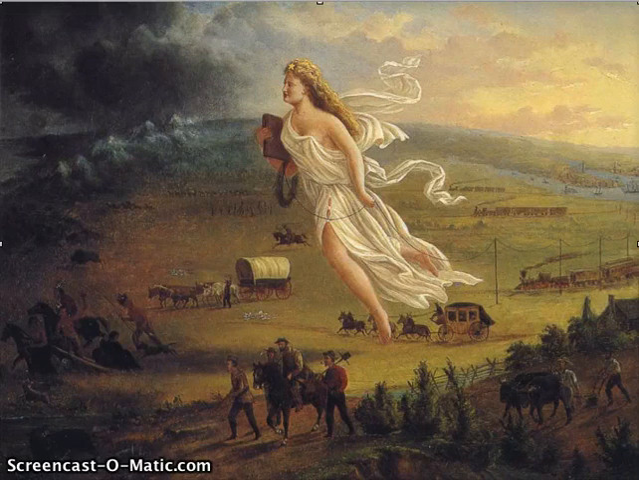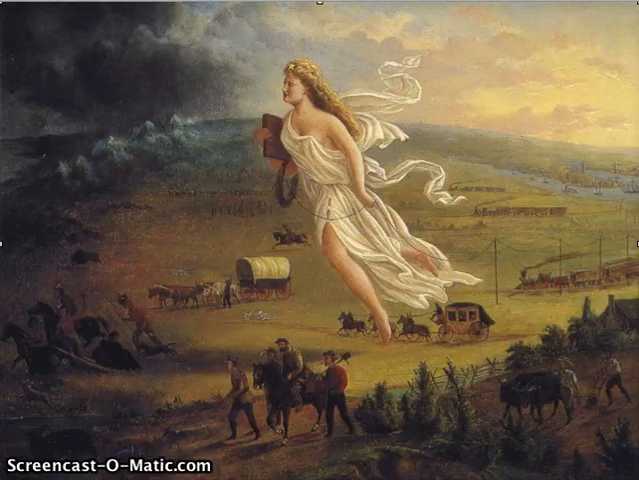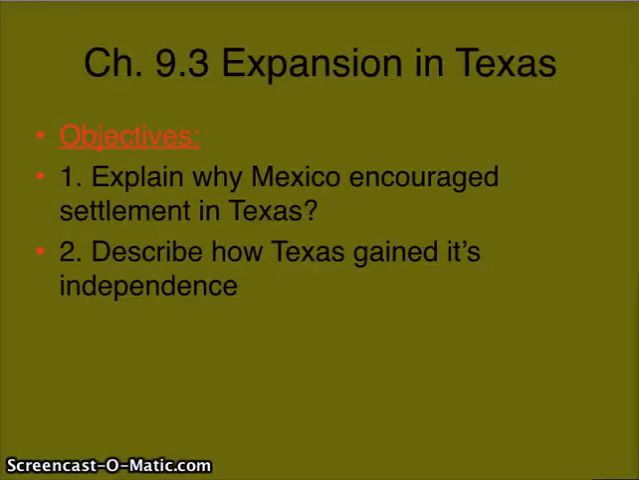Hello class, so where we left off in class was this discussion about manifest destiny. Now this is going to come into play when we're looking at Texas as well. So 9.3, we're looking at Texas.